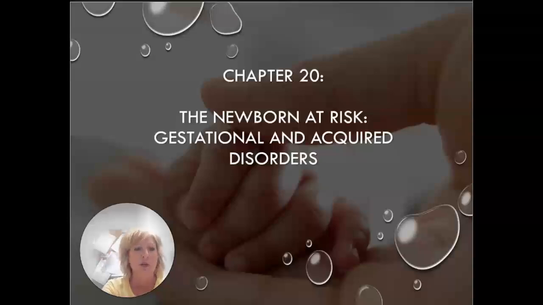Okay, last chapter. We're going to talk about chapter 20. This is the newborn at risk. This is what could happen to our babies that have risk factors, either gestational while they're inside mom, or acquired, something that happened along the way in pregnancy.